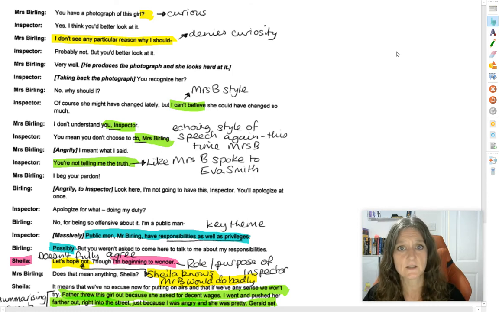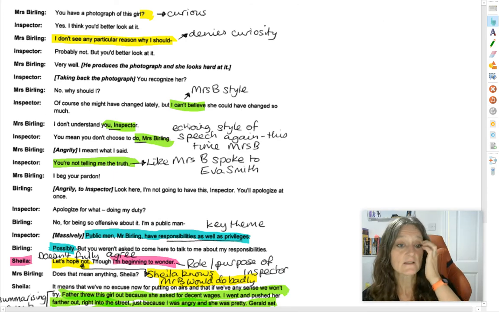So Mrs Birling has a look at the photo and she says she doesn't recognise it. And the inspector says, "I can't believe she could have changed so much." And straight away, what we see with the inspector is he starts echoing the kind of words and phrasing that Mrs Birling uses. So if we have a look at this little section, "I can't believe she could have changed so much." And in what follows, Mrs Birling keeps saying she didn't believe Eva Smith, Daisy Renton. "I didn't believe her. She told me a pack of lies." And the inspector keeps saying to Mrs Birling, well, actually, I don't believe you. So it's like he's turning her own words back onto her.